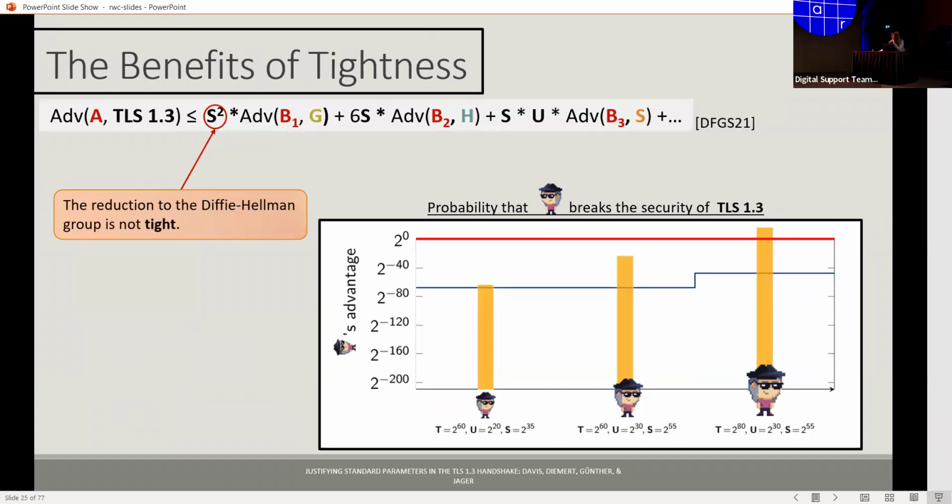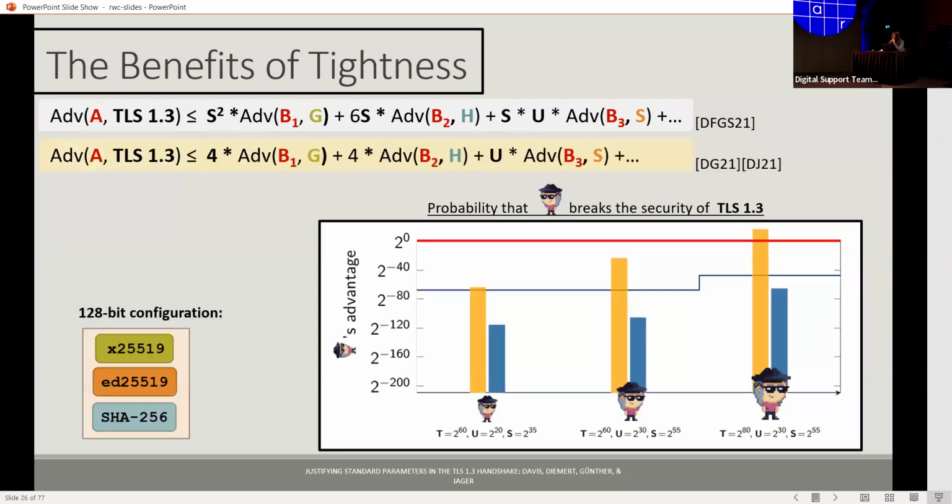We're missing the guarantees that we want because the reduction to the Diffie-Hellman group underlying TLS 1.3 isn't tight. The S squared term here means that we have a quadratic loss in the total number of TLS 1.3 sessions, and there are billions of sessions happening each day, so this loss is substantial.